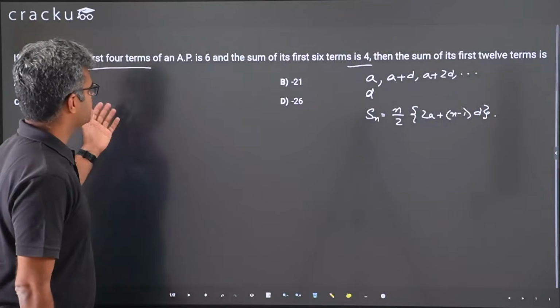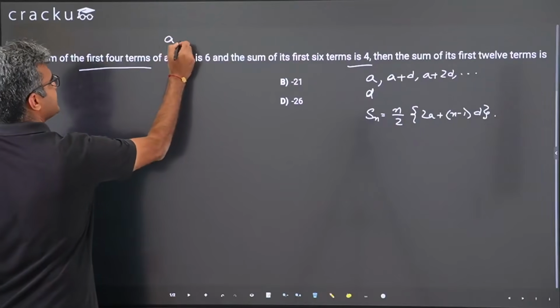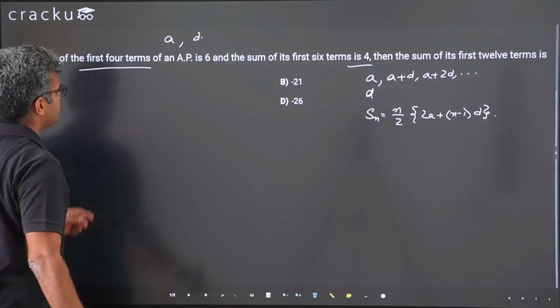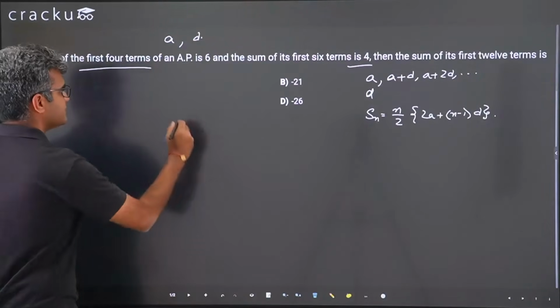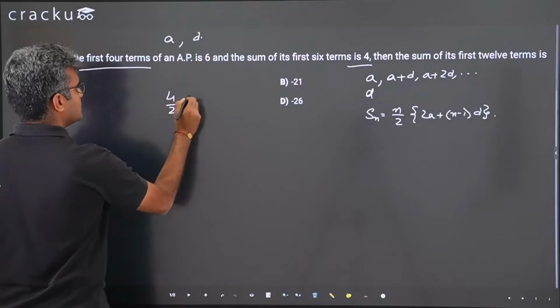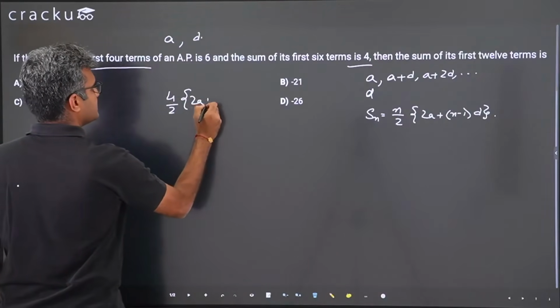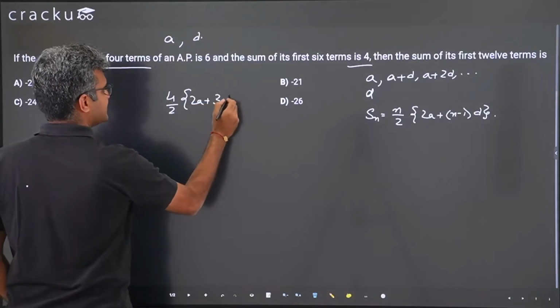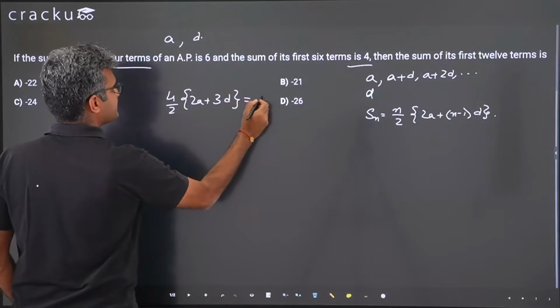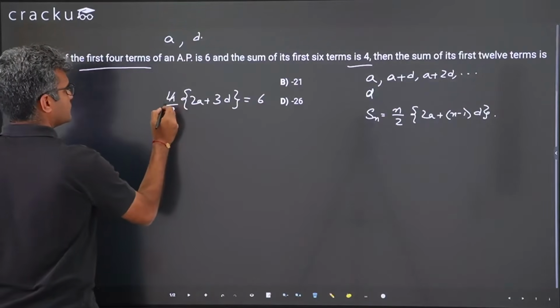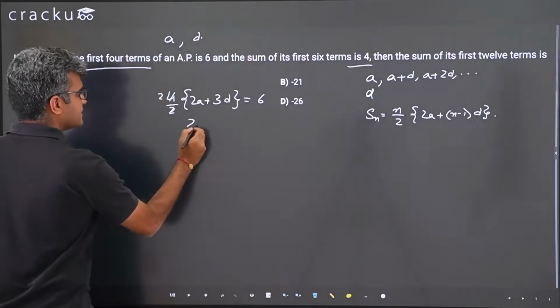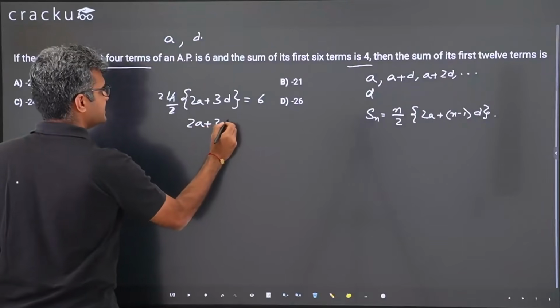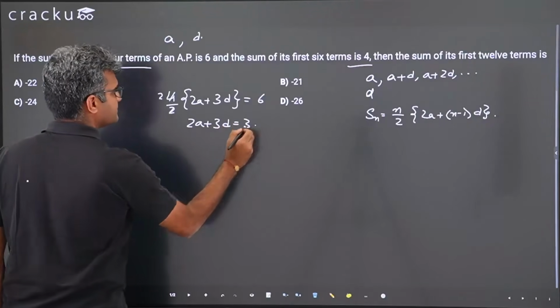Here, if you assume that for this arithmetic progression the first term is a and the common difference is d, what is the sum of the first four terms? That will be 4 by 2 into 2a plus 4 minus 1, that is 3d. This we are told is equal to 6. 4 by 2 is 2. This would imply that 2a plus 3d is equal to 3.